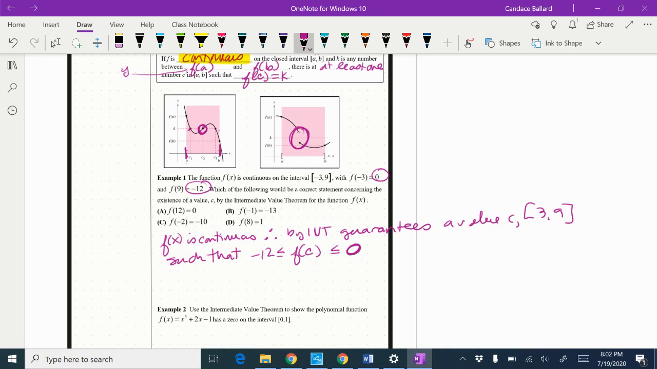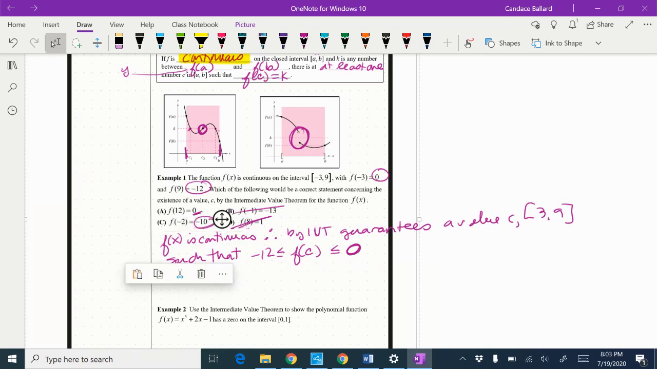So if I'm looking at these y values here, I'm looking at 0, which is not necessarily between, okay? -13 is definitely not between. -10 is, and 1 is not between. So those ones are out. So what's the difference between A and C? Because A is kind of in the interval, but it's on the edge.